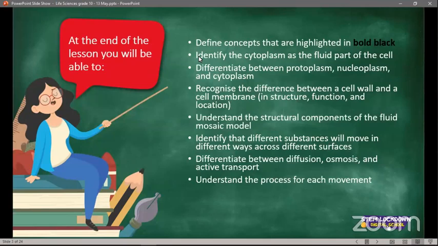I want you to be able to define concepts such as the liquid part of the cell, and to differentiate between protoplasm, nucleoplasm, and cytoplasm. And I want you to recognize the difference between a cell wall and a cell membrane. Remember yesterday we touched base on the cell wall. You should be able to recognize the difference between a cell wall and a cell membrane in structure, function, and location.